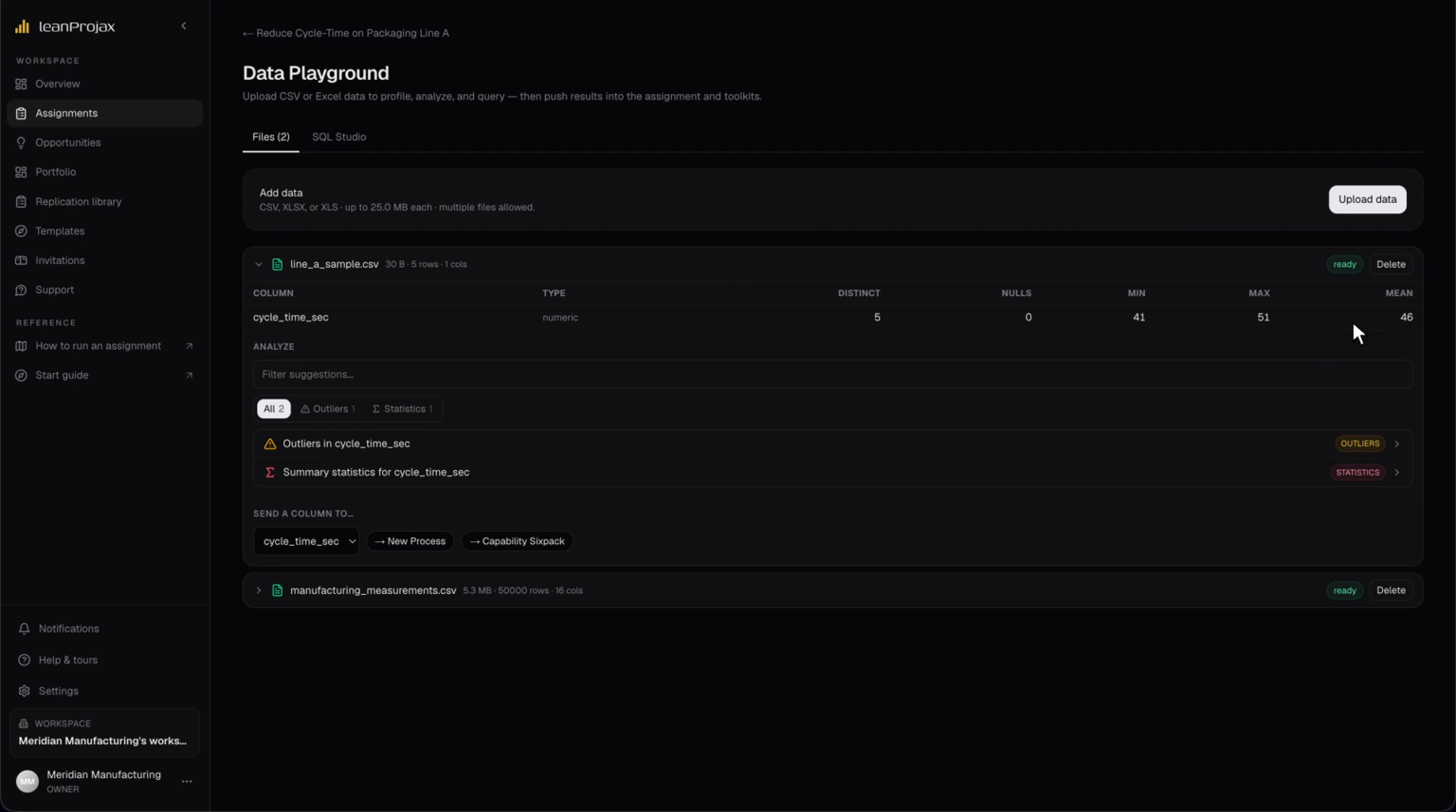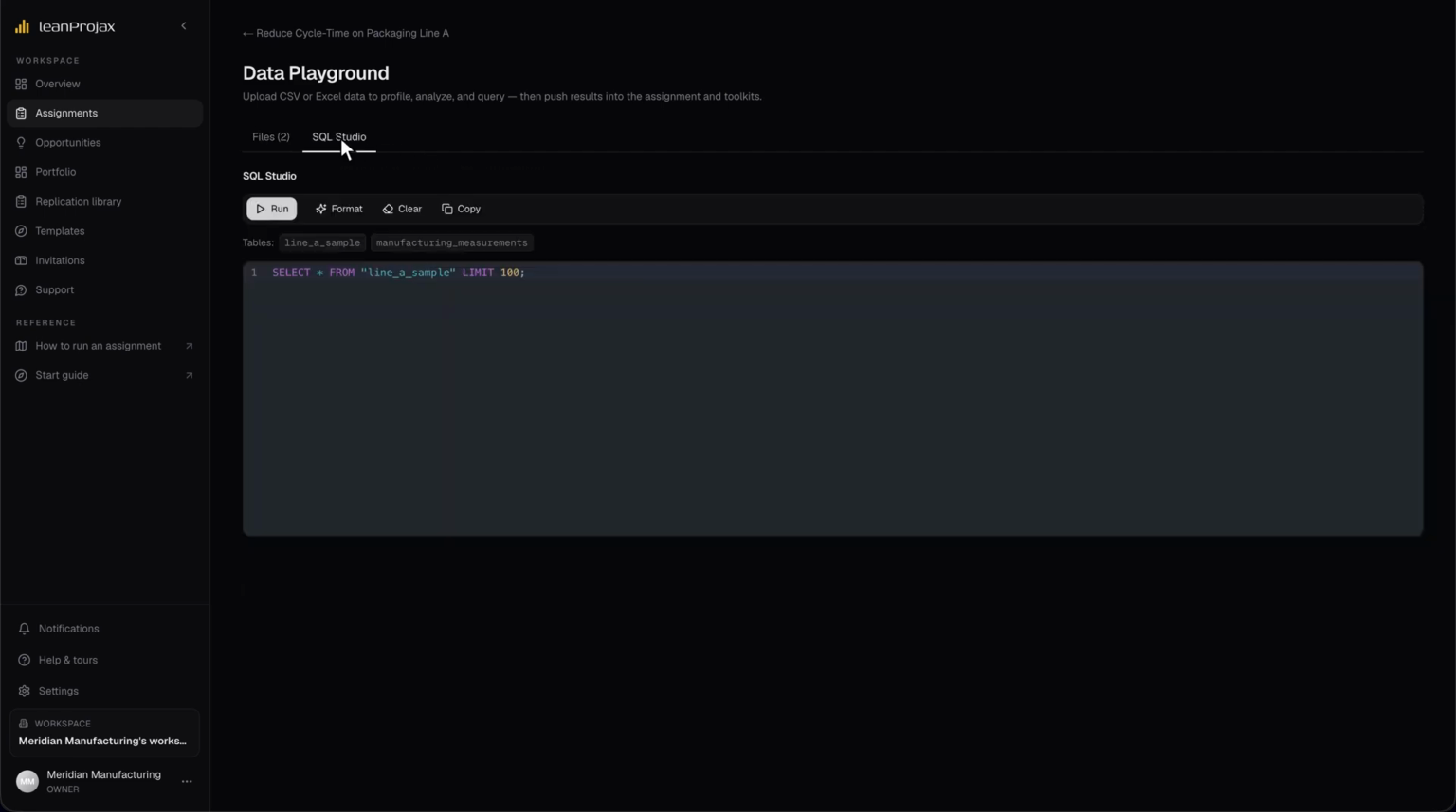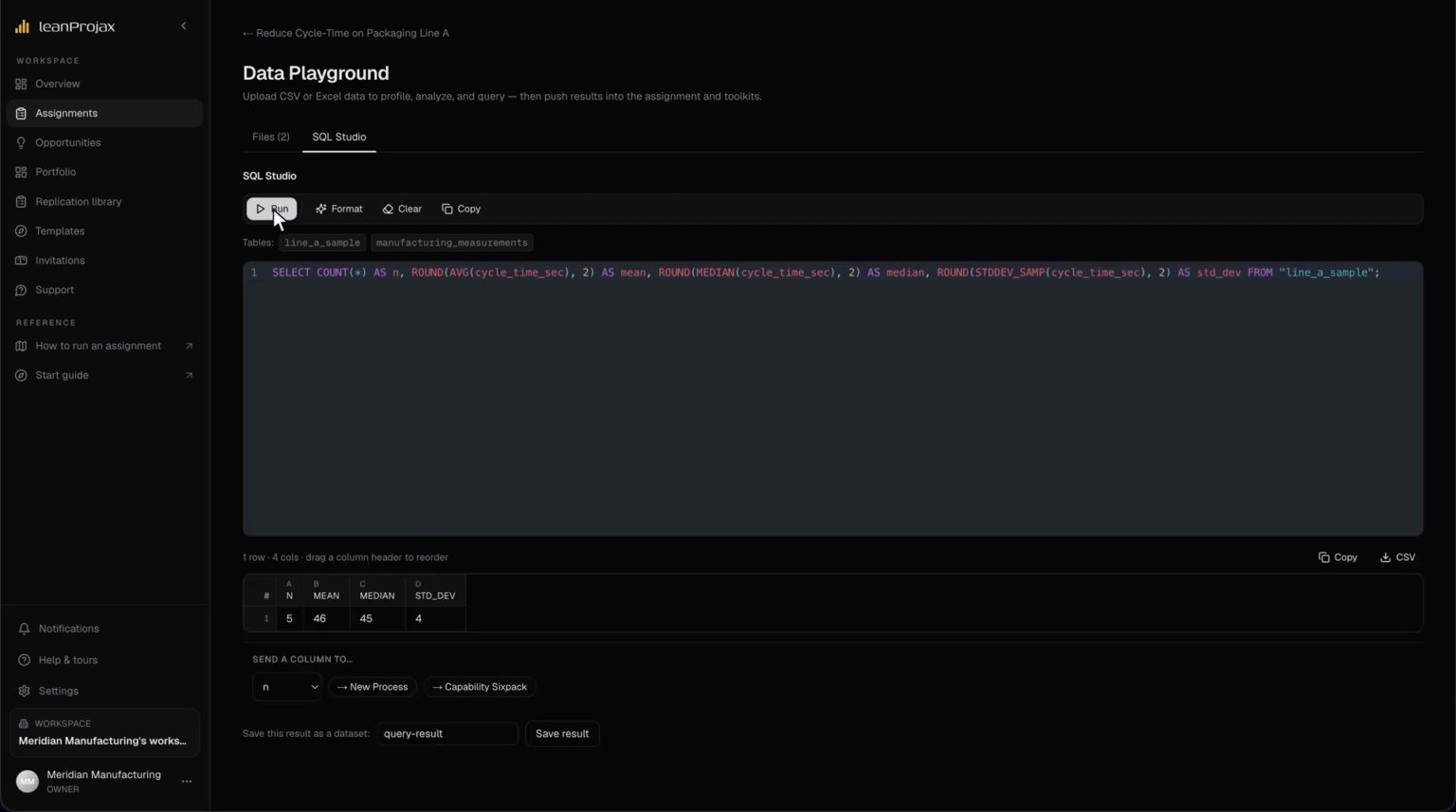Perfect so far. Now the SQL Studio. One query asking for the count, the mean, the median, and the sample standard deviation. Run it. 5 observations, mean 46, median 45, standard deviation 4. Every hand calculation confirmed. And the same query on 50,000 real measurements takes about a second. Mean 45.67, standard deviation 5.62.